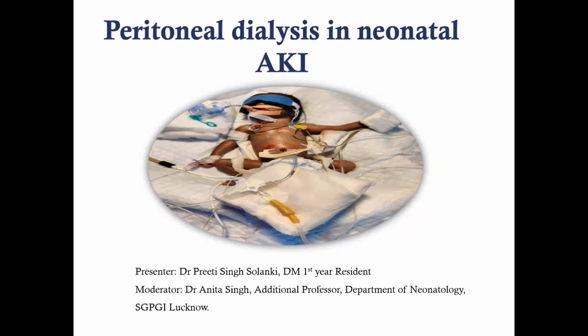The next question is, what is the lowest gestation and weight you have done PD in? In our center, we have done PD in many babies, even in a 26-weeker, but I would like to count the successful PD. In a 28-week, 1 kg baby, it was successful. Otherwise, for whatever indication we have gone through, the mortality is pretty high when the need for peritoneal replacement is there. So our youngest survivor with PD was 28 weeks, 1 kg.